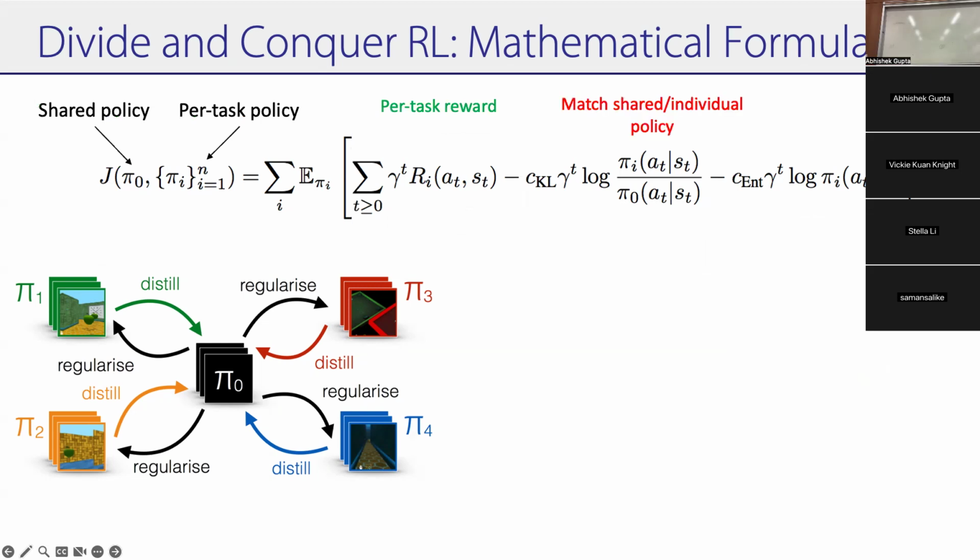You have a per task reward. You have something that matches pi i's to pi naught. And then you have something that doesn't. How do you generalize that to an unseen task?